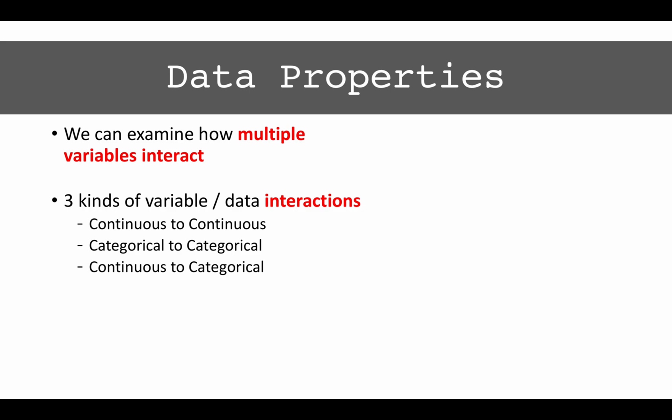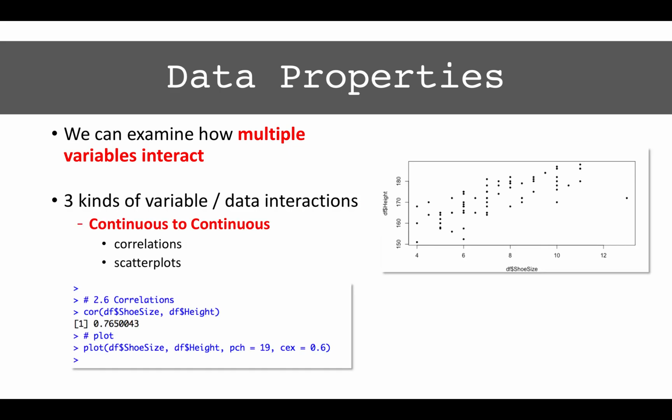So as well as numeric data, which can be continuous or counts, and categorical data representing groups or classes, we can also examine how multiple variables interact. We can look at continuous to continuous, categorical to categorical, and continuous to categorical. The first of these is probably the classic interaction between two numeric, continuous variables, where we can plot these together. In this case, we've looked at height and shoe size.